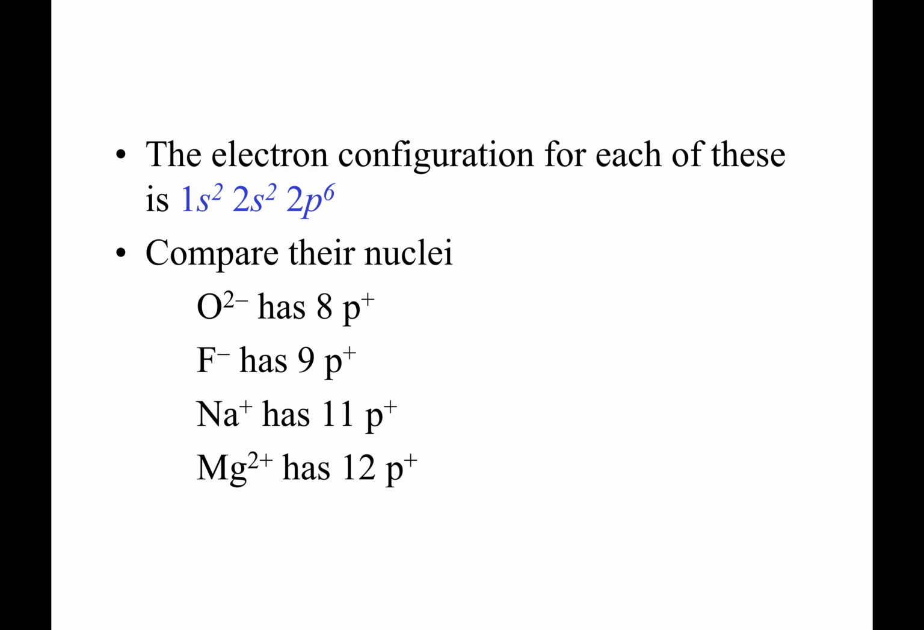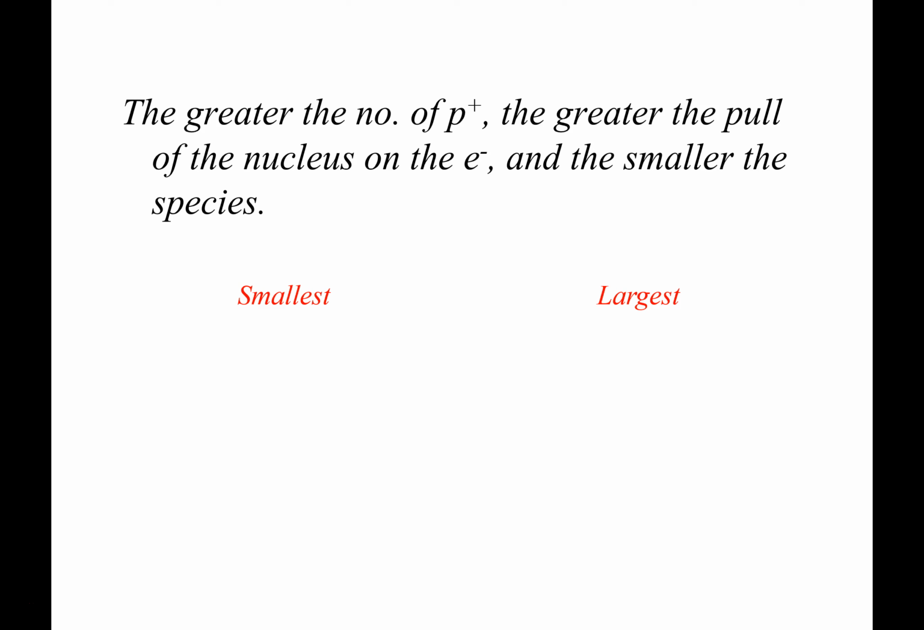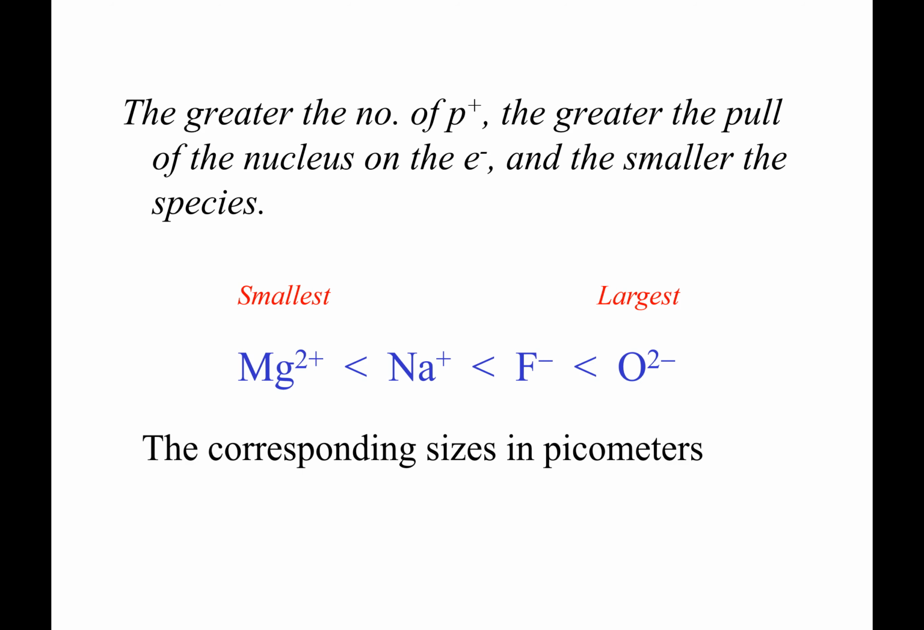Okay? So actually, as it turns out on the next slide, you're going to see the magnesium cation is the smallest of them all. It's got the most attractive forces. Smallest to largest: magnesium cation, sodium cation, fluoride anion, and oxide anion. All right, and this is to kind of prove it, these are the picometers.